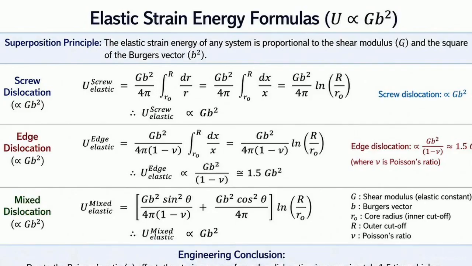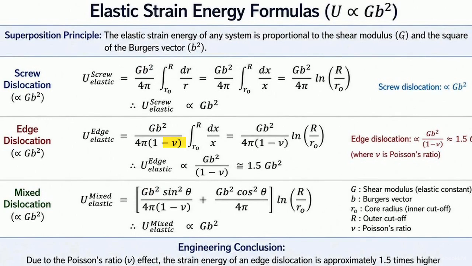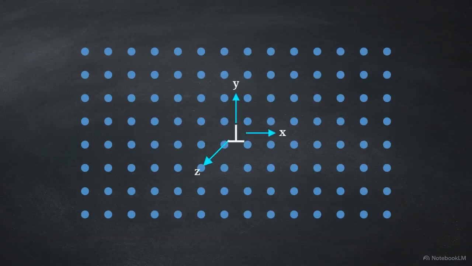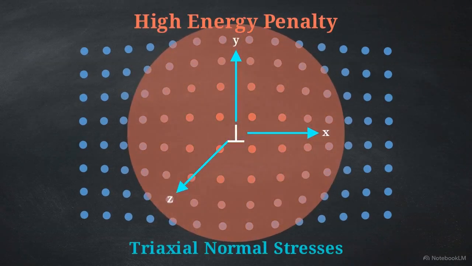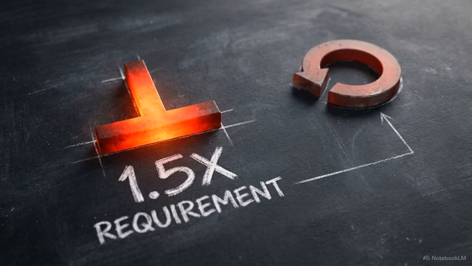This table presents the final energy formulas. By superposition, the baseline elastic energy of any dislocation scales proportionally with the shear modulus, G, and the squared Burgers vector. But there is a crucial mathematical distinction in the edge dislocation equation, Poisson's ratio in the denominator. This acts as an energy penalty. Because edge dislocations create triaxial normal stresses, they require roughly 1.5 times more energy to exist in the lattice than a pure shear screw defect.